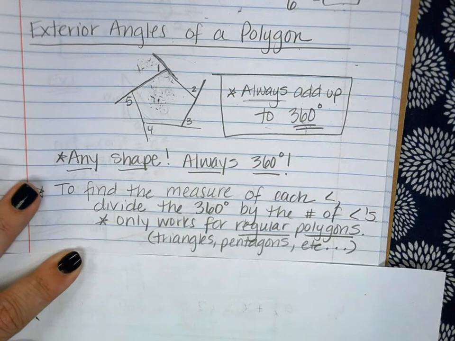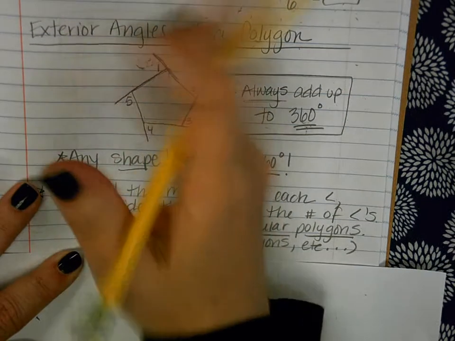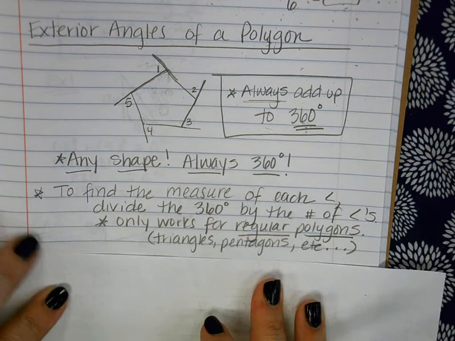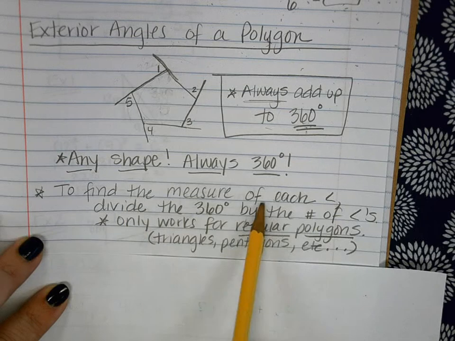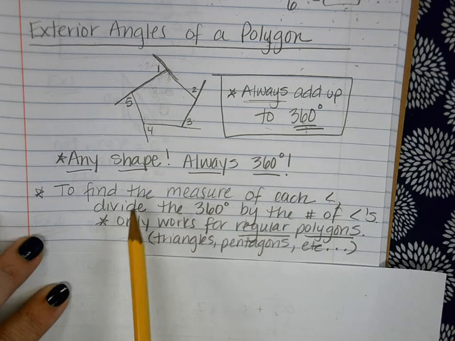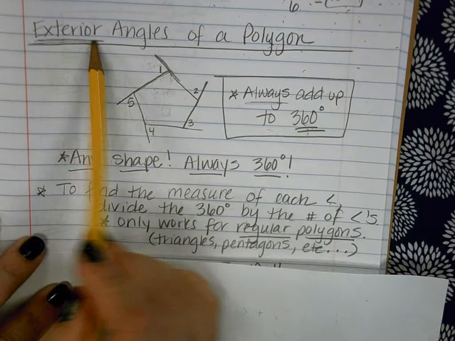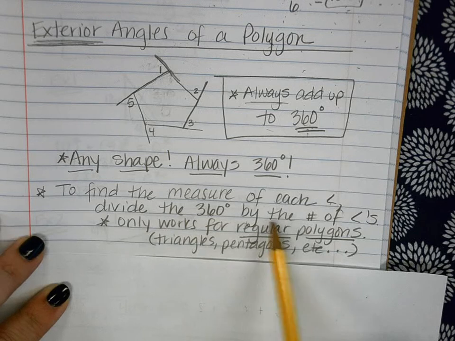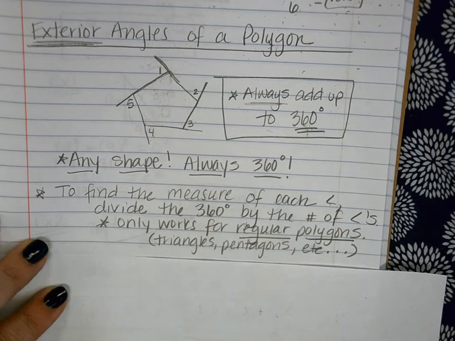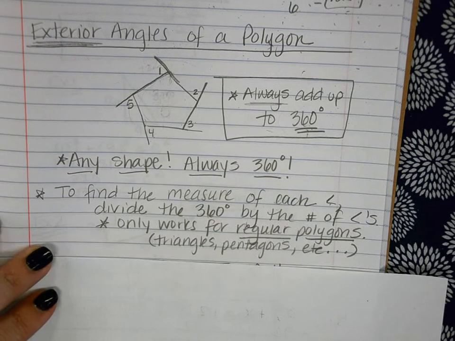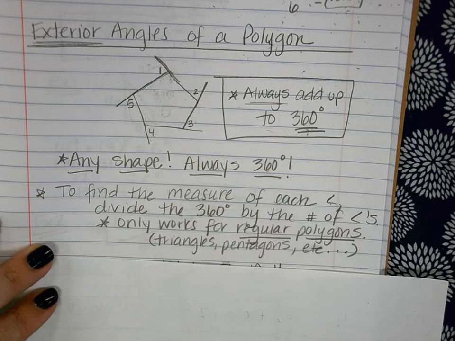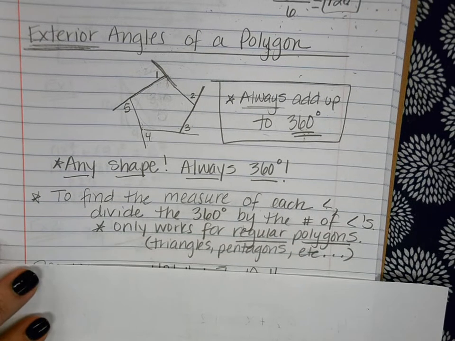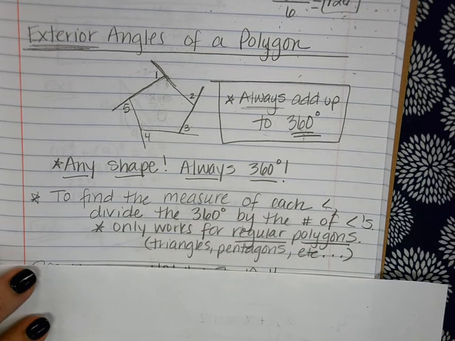Okay. Sorry. Okay, so to find the measure of each angle, this is only for exterior, divide the 360 by the number of angles. Are there questions? You just take my word for it, or what? You believe me that it works every time? Sure. All right. As long as you get an A, right?